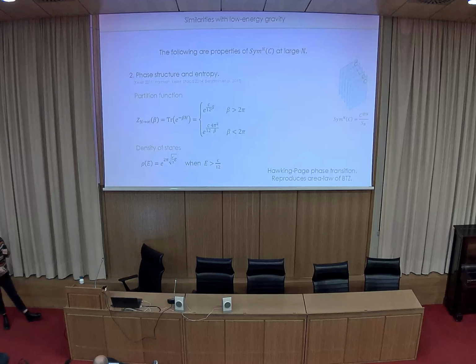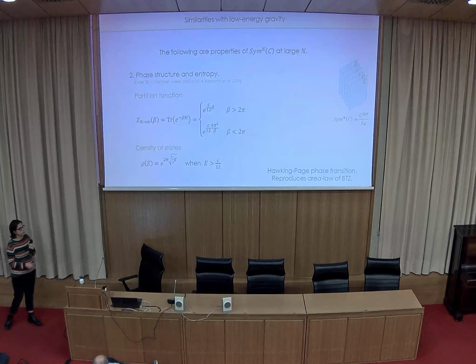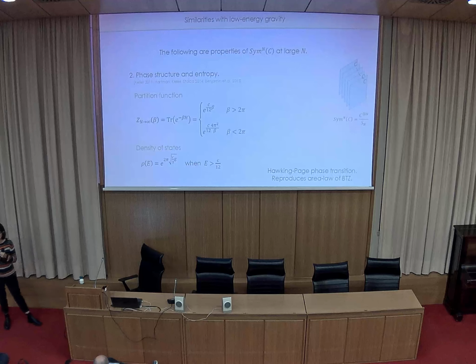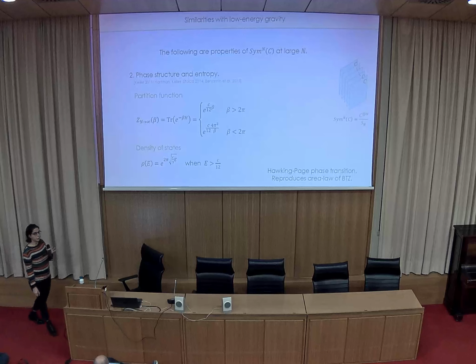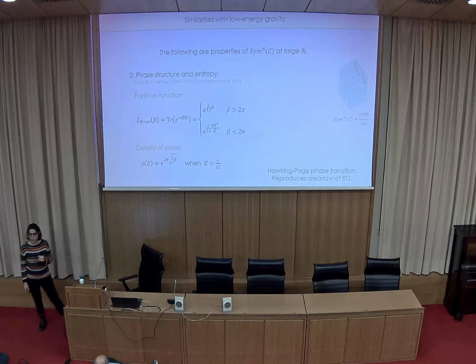And these are properties, basically, if you're doing AdS3 gravity, that we associate to the Hawking-Page transition, and these answers basically reproduce the area law of the BTZ black hole. Okay? So symmetric product orbifolds, from this point of view, if you're just interested in thermal properties like just the partition function, you would have said this reproduces the same physics as black hole physics. Okay? A highly non-trivial property that a symmetric product orbifold reproduces.